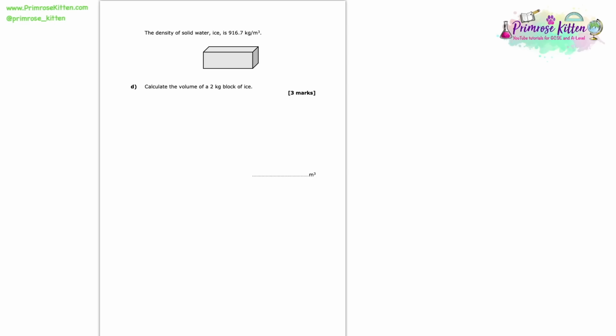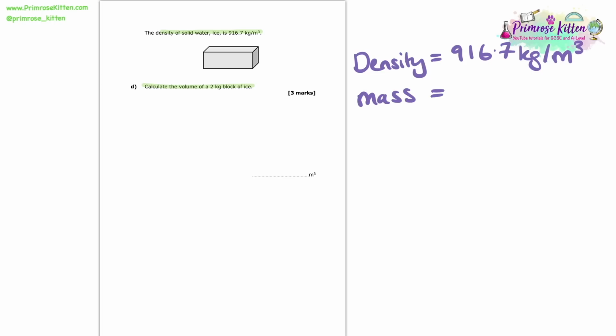The density of solid water ice is 916.7 kilograms per metre cubed. Calculate the volume of a 2 kilogram block of ice. So this is a calculation question. We need to write down the equation that's relevant. Here we're being asked about density and volume, so that means we're going to use the equation that density is equal to mass over volume.